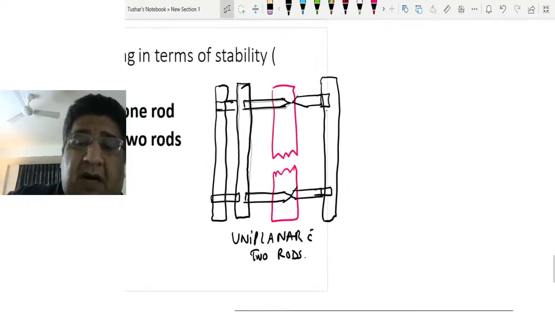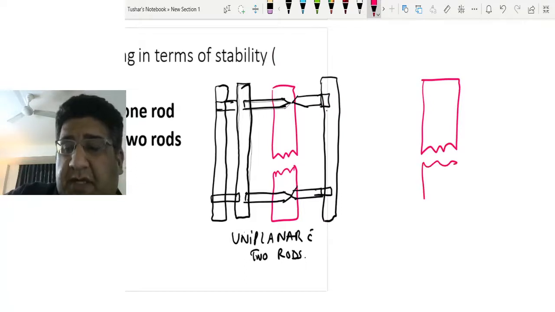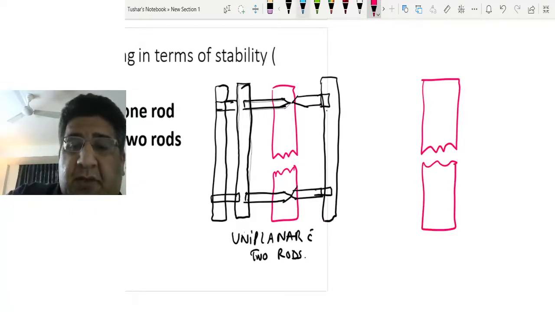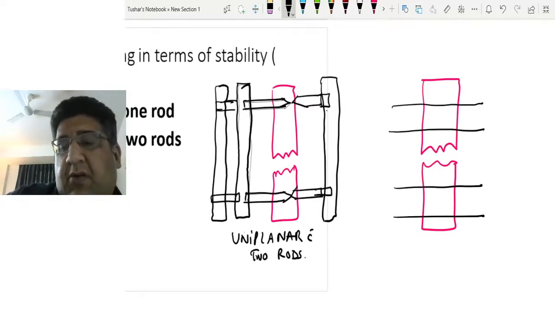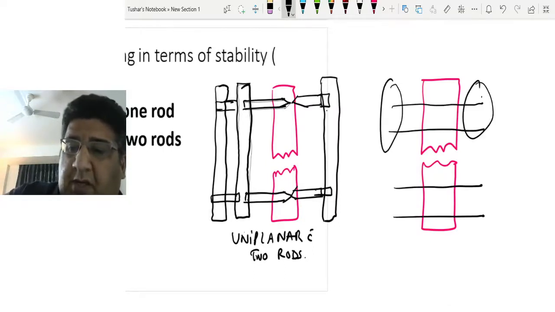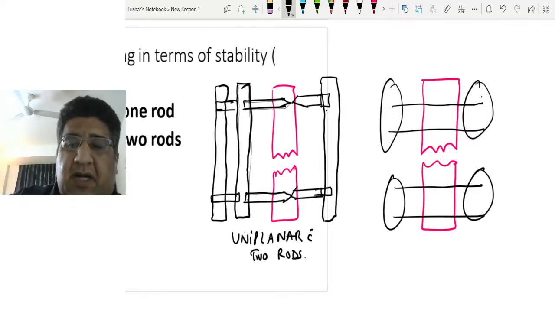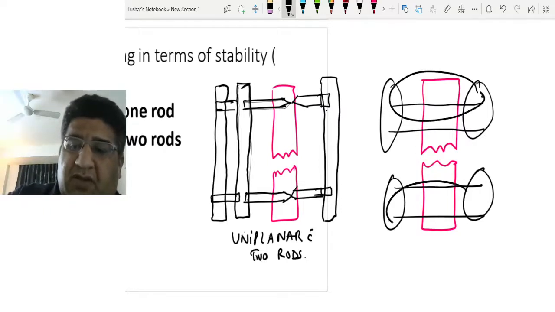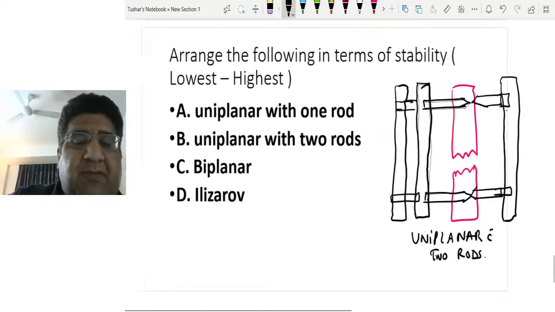Now I bring the Ilizarov fixator. What is the Ilizarov fixator? You put small wires and you connect them with semicircular frames. So this is supporting almost circumferentially. Are you able to understand? It is not a 2D thing, it is a 3D thing. Lateral rods are in 2D, but a circular support is in 3D.